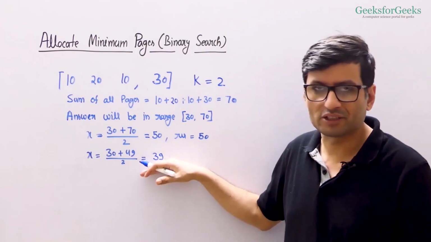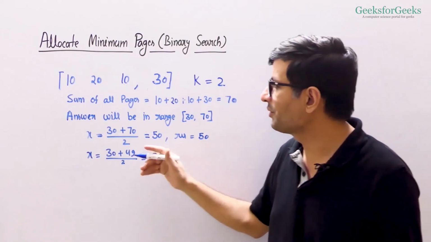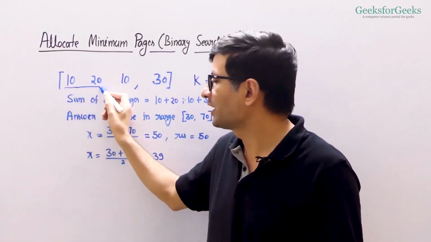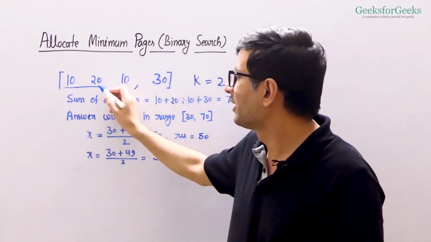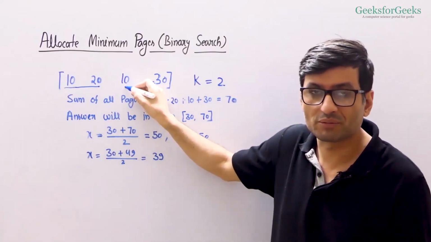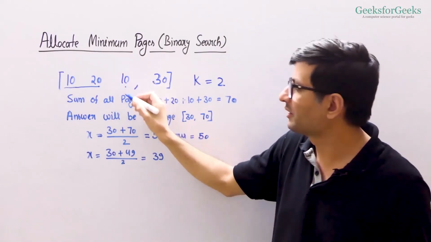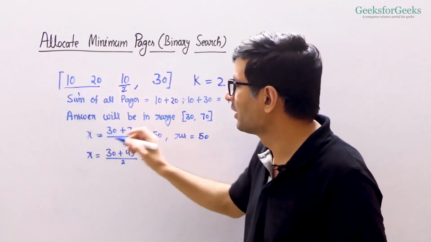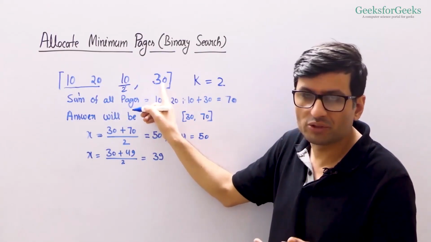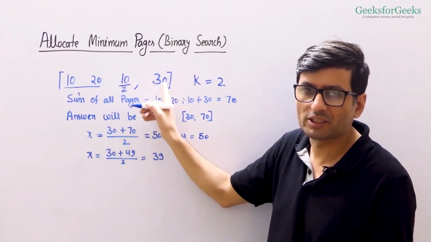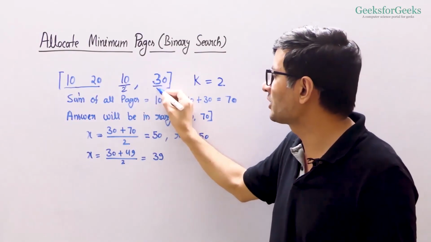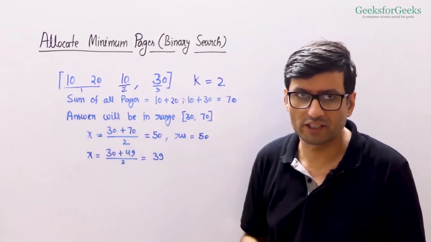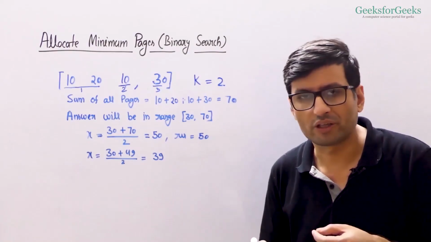Now we check whether 39 is a feasible solution or not. How do we check? We assign 10 to the first student, which is less than 39. We also assign 20, less than 39. Now we cannot assign 10 to the same student, because then it will become more than 39. So we are going to need one more student. So student 1, student 2. Now if I assign 30 to the same student, it will be 30 plus 10, 40. So I need one more student. 3 students are required now. And this count is more than k, right? K is 2. So this is not a feasible solution.